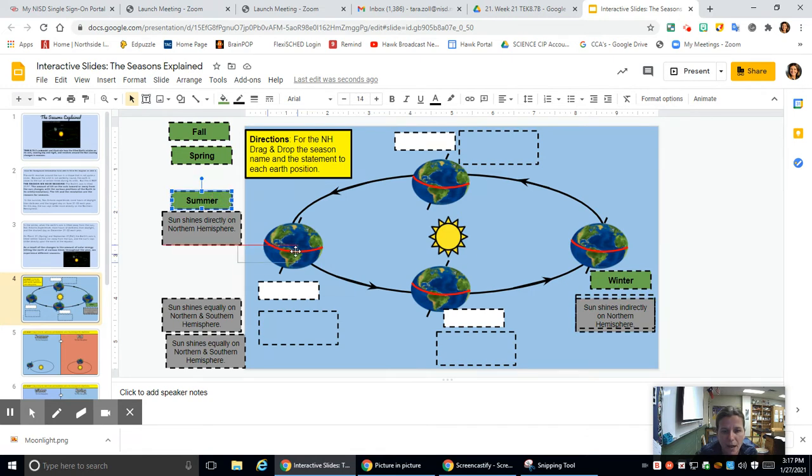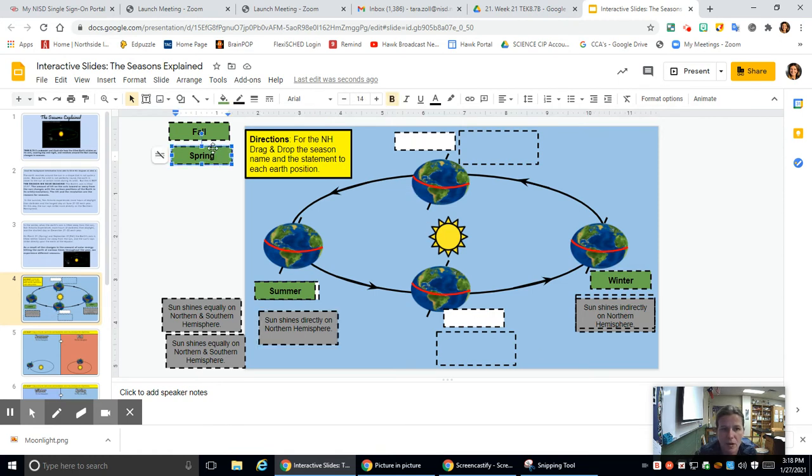So let's drag and drop our season. And then our description is the sun shines directly on that Northern Hemisphere. That means I'm going to have longer hours of daylight and warmer temperatures. Now we can go to these equinoxes by saying our seasons in a counterclockwise rotation. So if I have winter here and summer, I know it goes winter, spring, summer, fall.